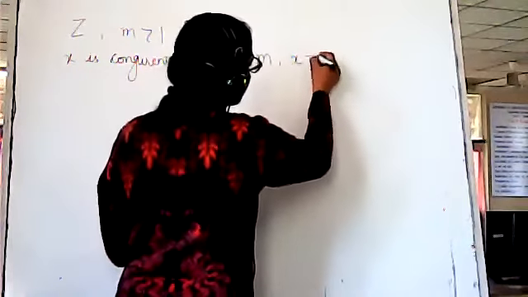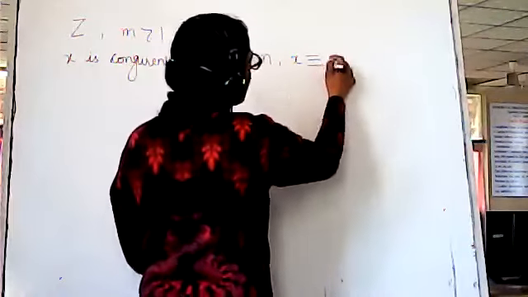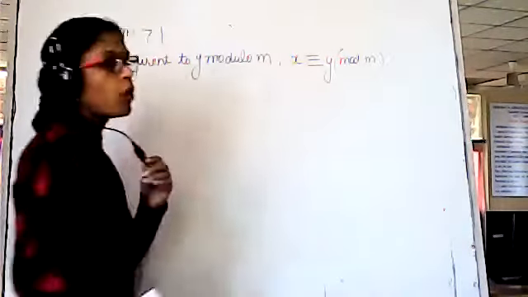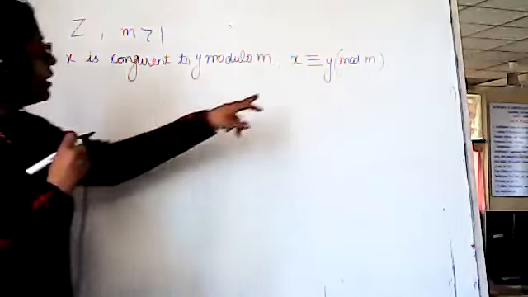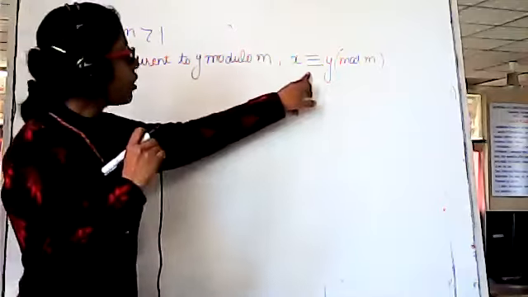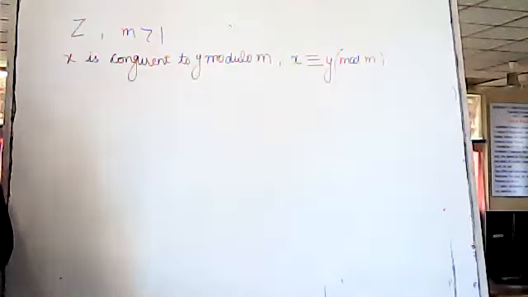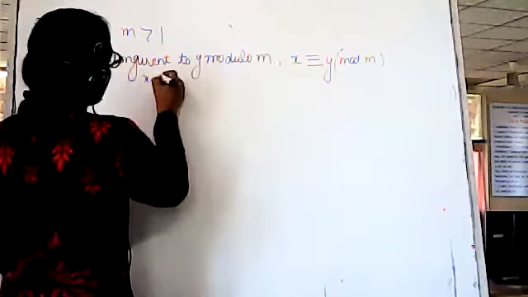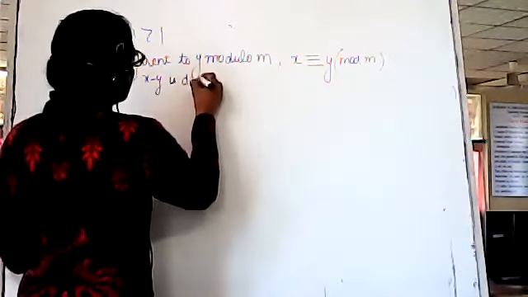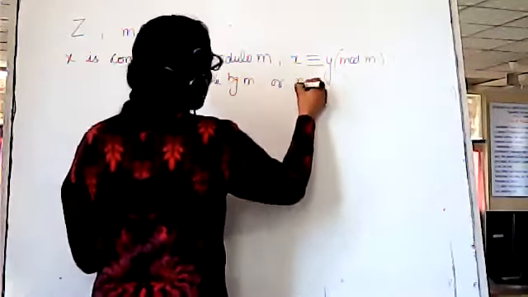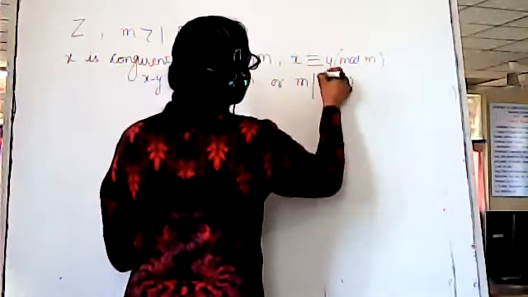x congruent, this is the sign of congruence. x is congruent to y modulo m is written like this, mod. So the way of writing is this, the way of speaking is this, okay? x is congruent to y mod m if x minus y is divisible by m, or m divides x minus y.